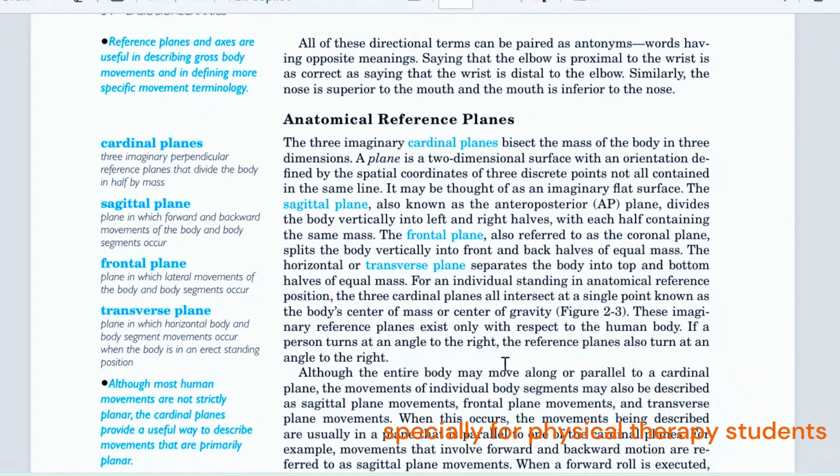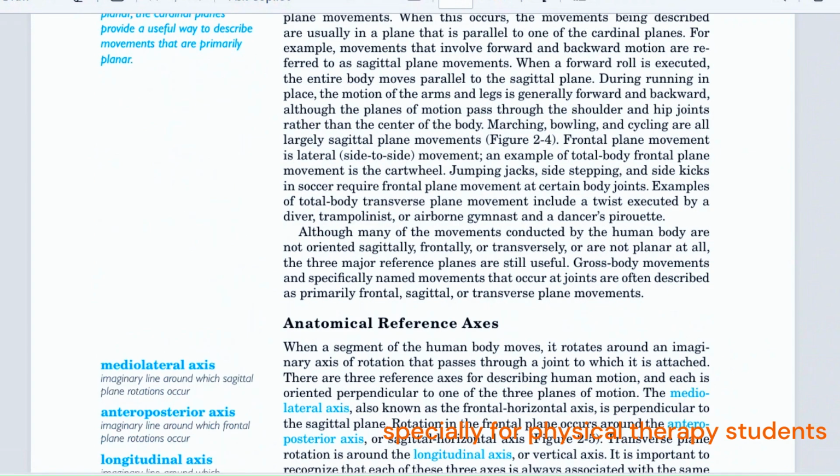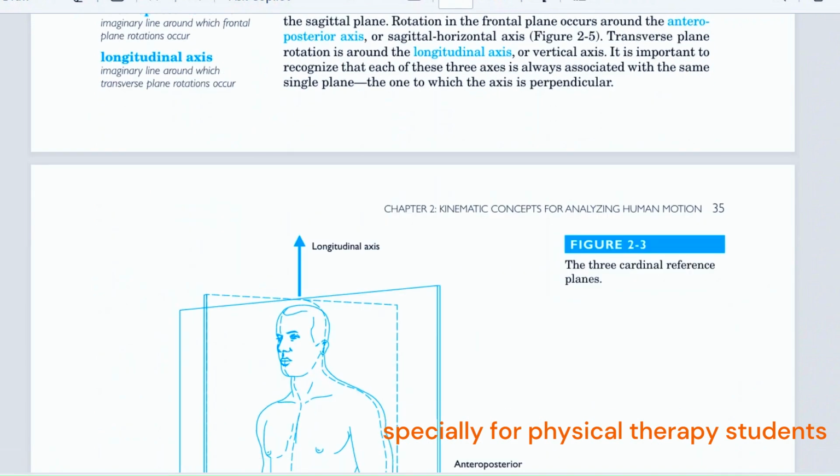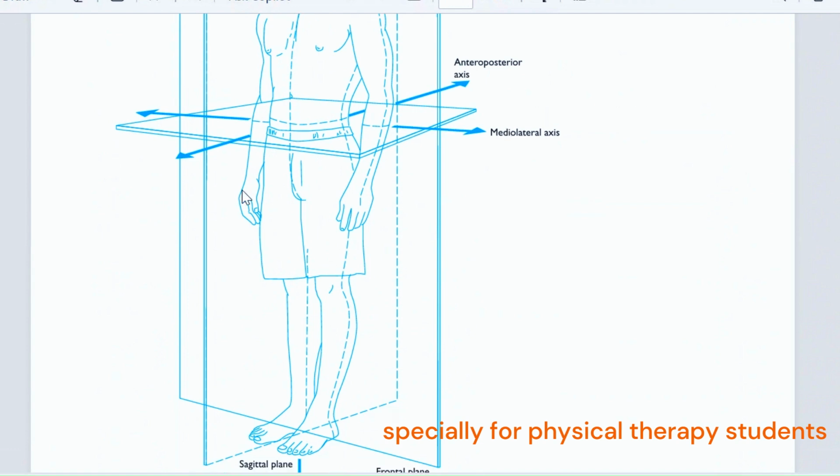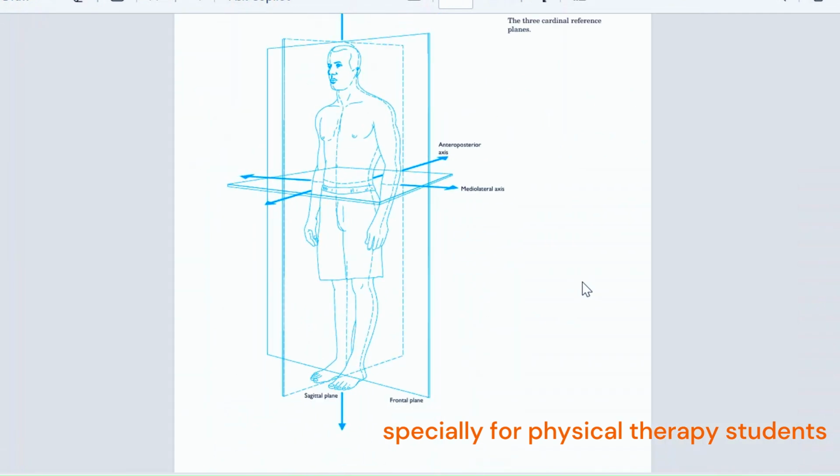After that, what is the frontal plane? Basically, you divide the body into front and back halves. Before we continue the lecture, we can open a picture. This is the picture where you can see the three planes and axes. We can just zoom out.